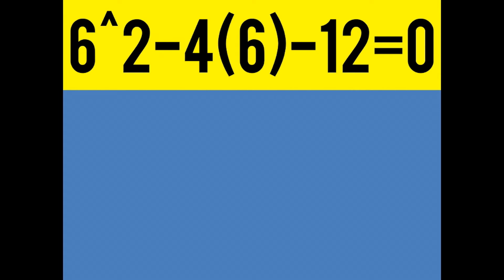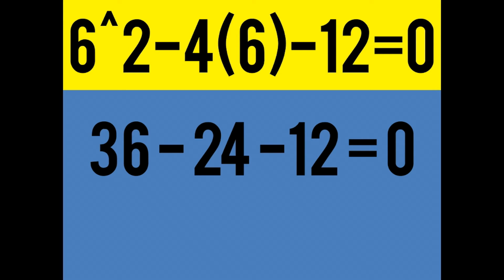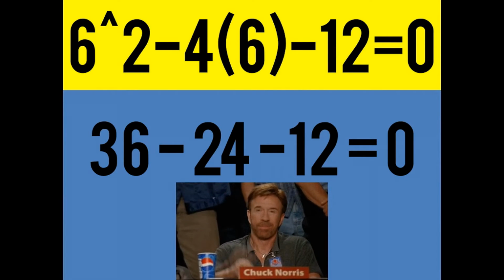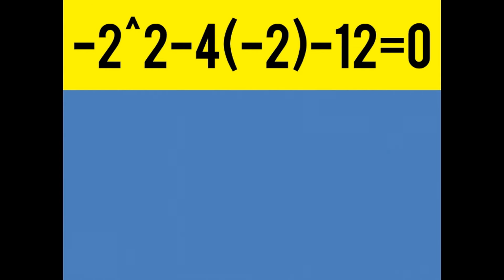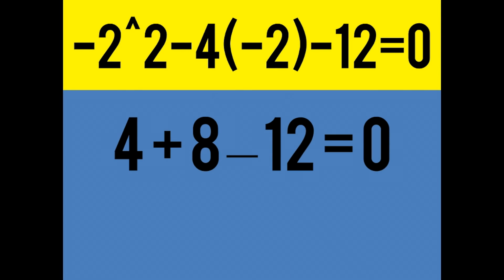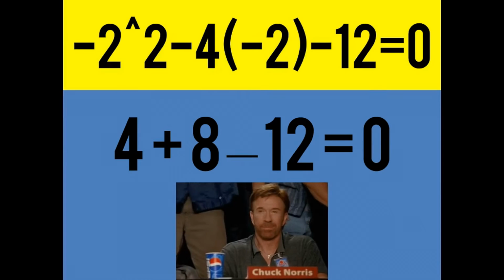Now we're also going to check if it's really correct. So 6 squared minus 4 times 6 minus 12 should be equal to 0. And that results to 36 minus 24 is 12, minus another 12 is 0. Now that's correct. Congratulations. Next we'll also check negative 2 squared minus 4 times negative 2 minus 12 equals 0. So that will result to 4 plus 8, which is 12, minus 12 is equal to 0. Still correct. Now that's good.